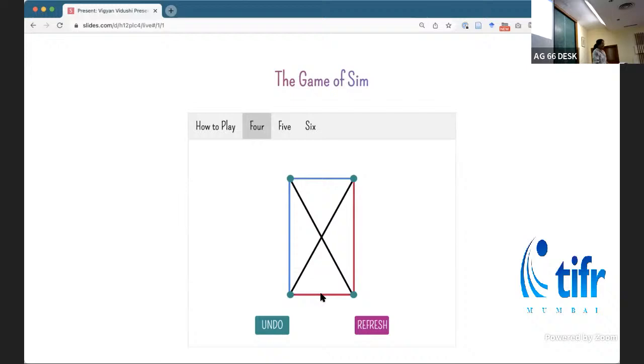I'm losing even without trying, it's just terrible, but okay. The first two moves are never going to be dangerous because even if somebody like me was playing, I cannot create a triangle with two edges, okay? So even I can't lose with two moves. But it's the third moves that you have to be careful about.